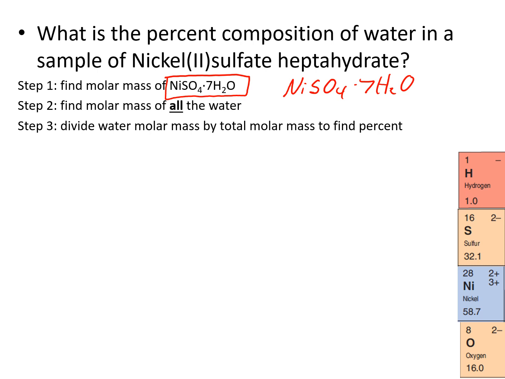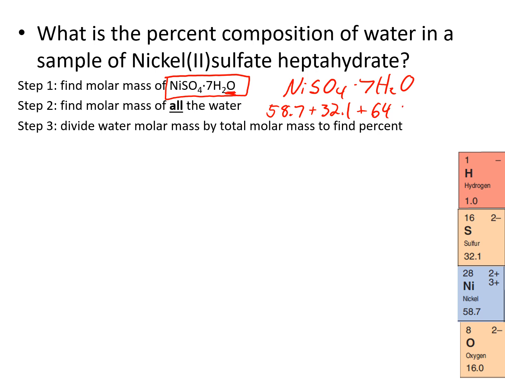So nickel is 58.7. Sulfur is 32.1. And so here's where it gets a little tricky. Whenever you get asked to find the molar mass or find the percent composition of water, when you find the molar mass of the oxygens, leave the oxygen that's in the water separate to the oxygen that's in the sulfate. So the sulfate right here is going to be 64, so 16 times 4.